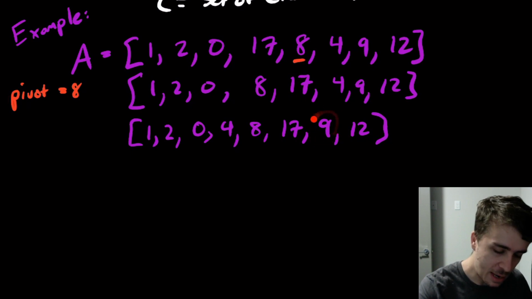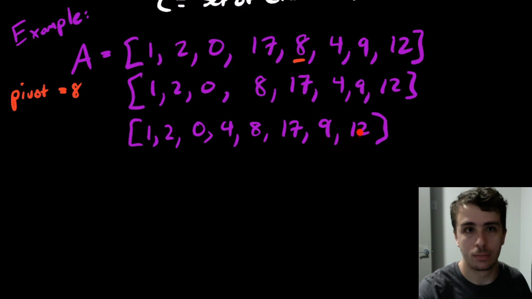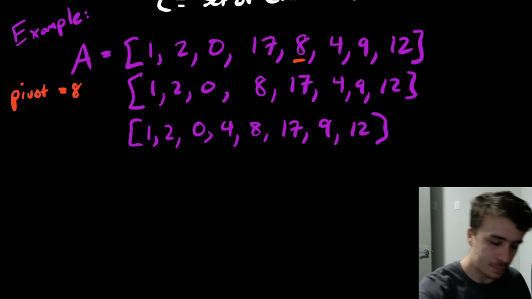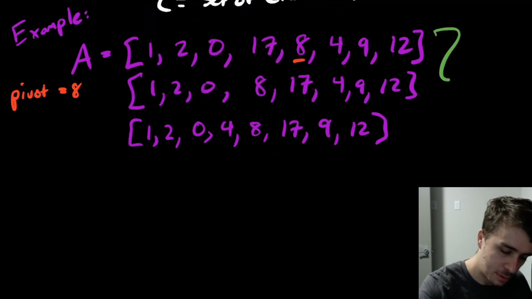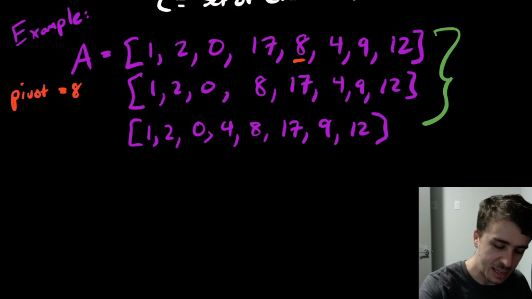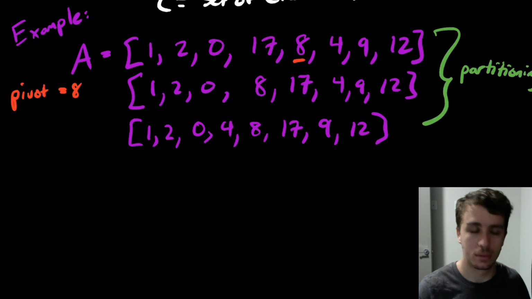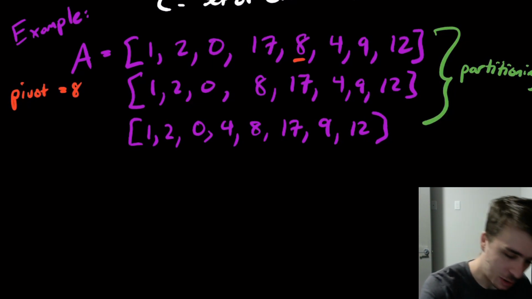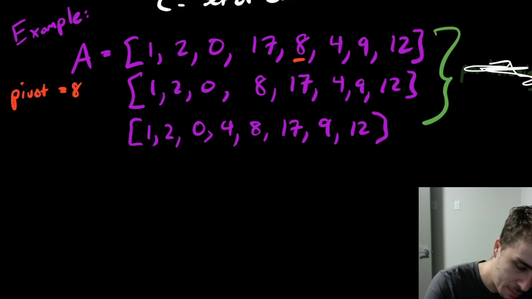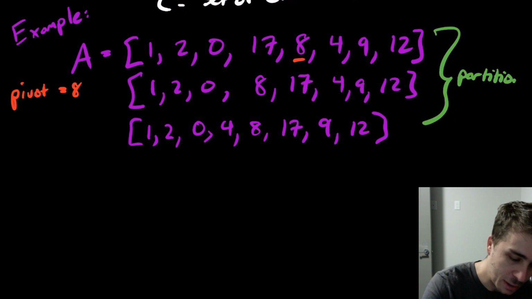Okay, well then the 9 is on the right side, literally the right side, and then the 12 is in the right place too. So I'm just going to rewrite this to say that it's doing the partitioning. So yeah, it's doing the partitioning. That got cut off. I'll just call it a partition.